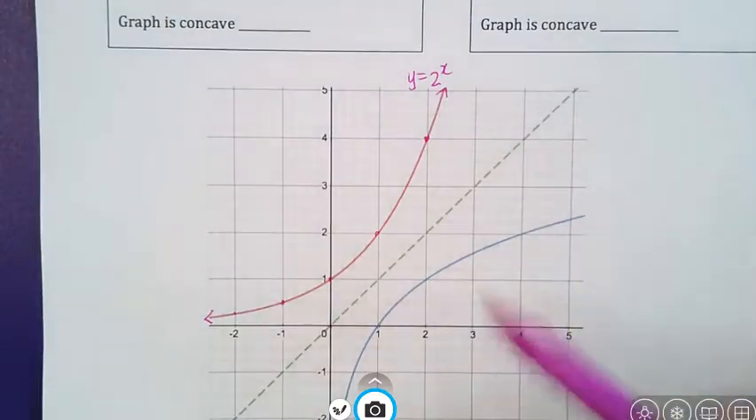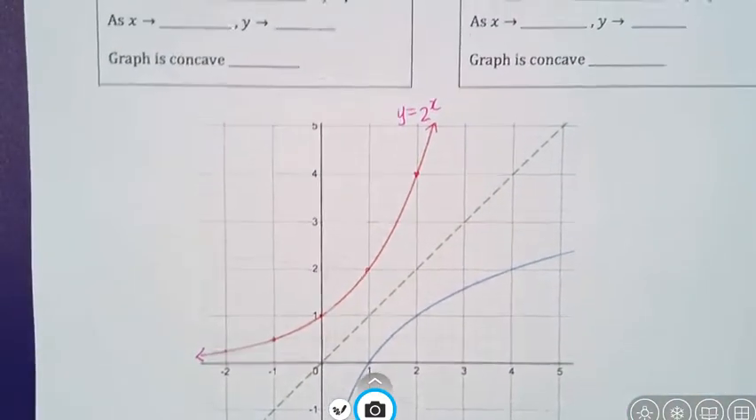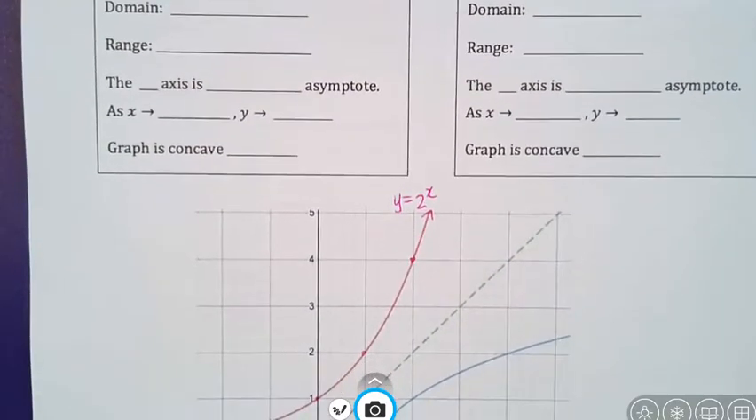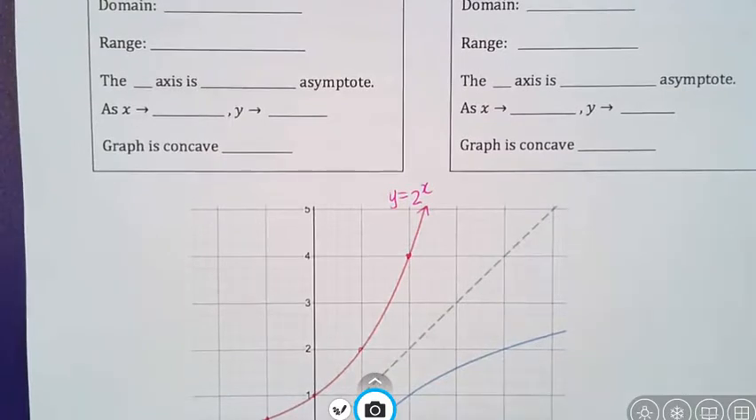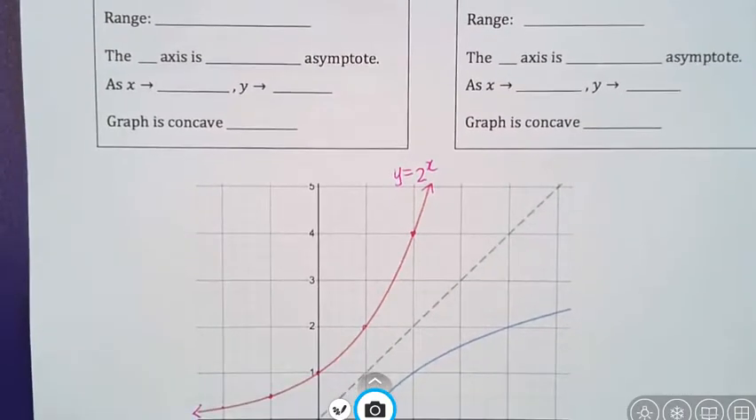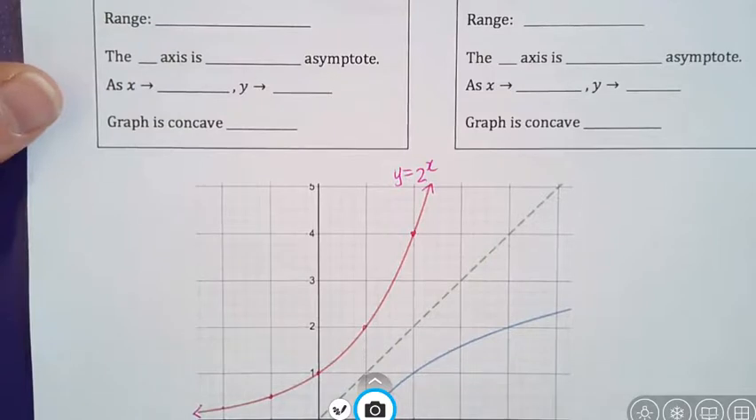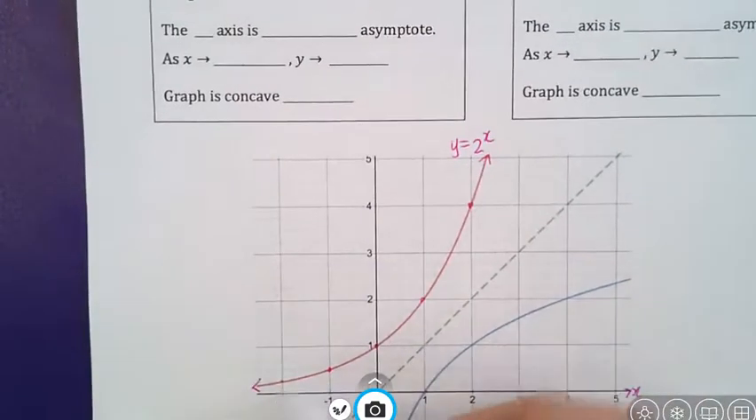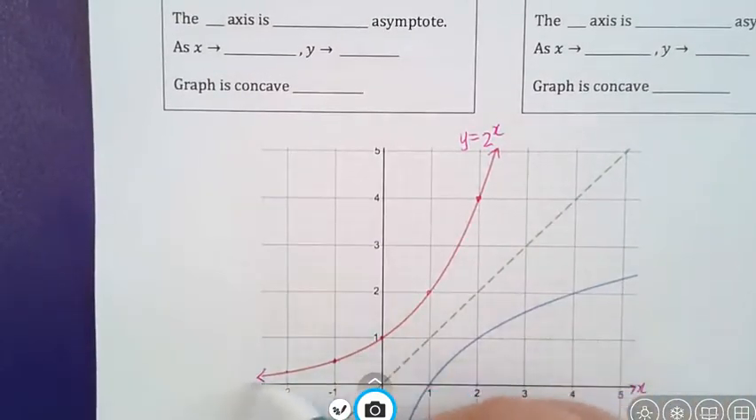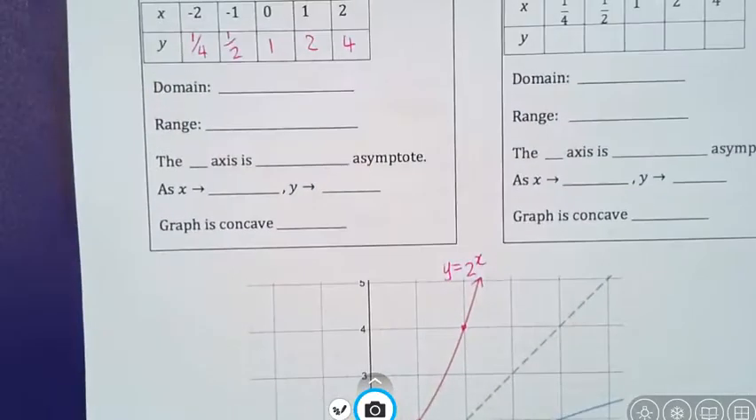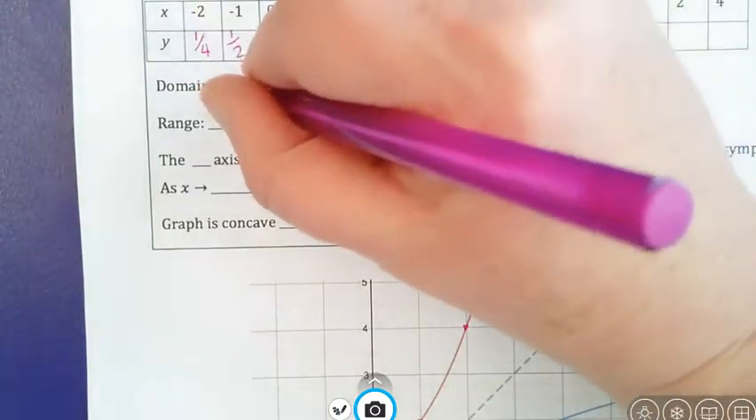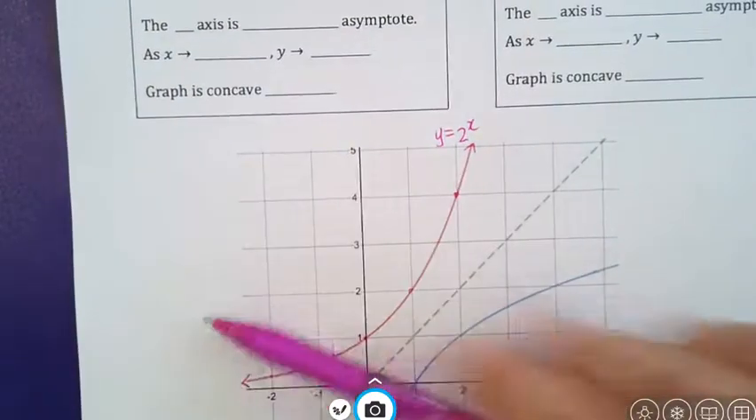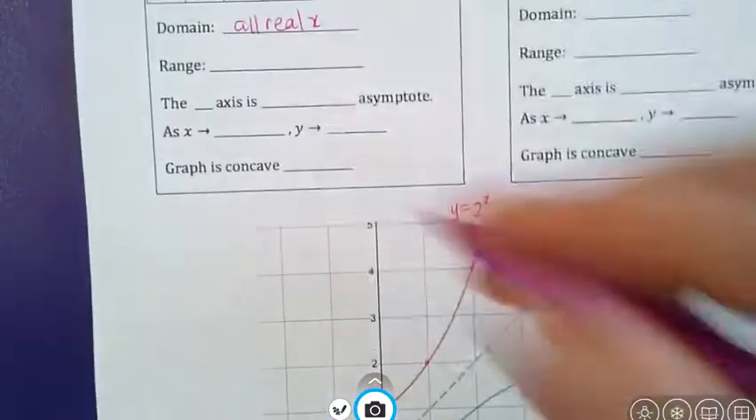Okay, so let's just look at what we think the domain is. Going back to domain and range, remember earlier in the year, what would be the domain of that? What x values are allowed? So let's look at the x-axis. Are there any values of x that you can't have? No. So it would be all real x. Well, what about the range? Looking at the red graph, all the y values are greater than 0.